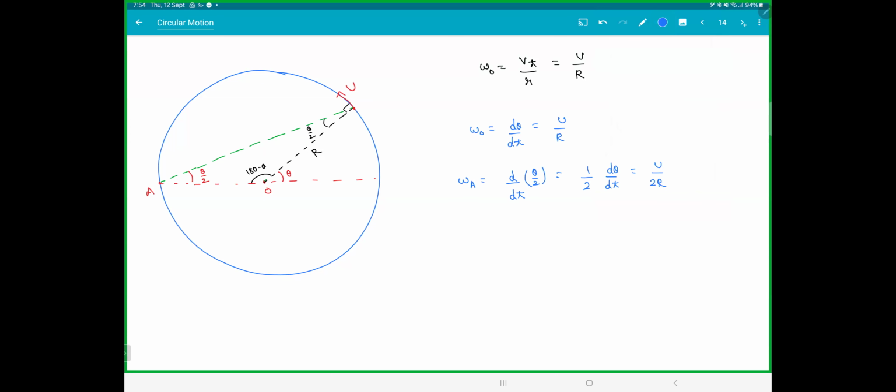That's it. That means for the same particle, when A and O are looking at it, A thinks the particle is rotating slower, isn't it? The angle subtended at A is always half of the angle subtended at O. So O will think it is going with u by r, A will think it is going with u by 2r. So angular velocity as seen by A is smaller compared to angular velocity as seen by O. Is this making sense? So depending on where you're standing and watching, your omega can be different.